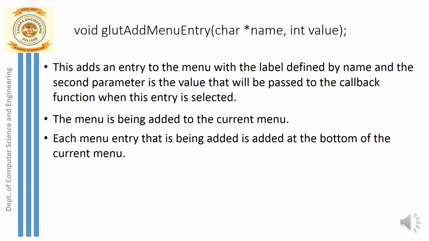Next we have glutAddMenuEntry. The first value should be the label. Say in our color menu, red is a label, green is a label. So R you can assign as a label, or G you can assign as a label. The value is nothing but the identifier, the unique ID that is written for each of the labels.